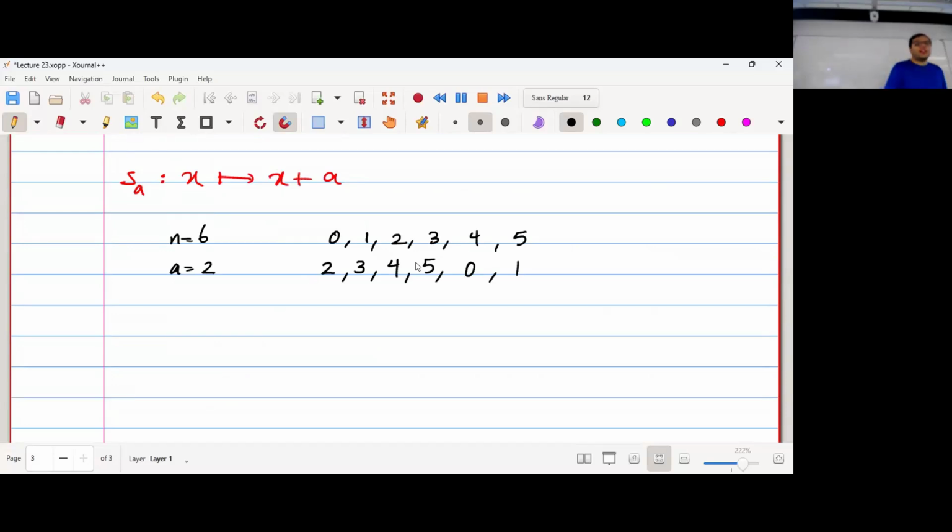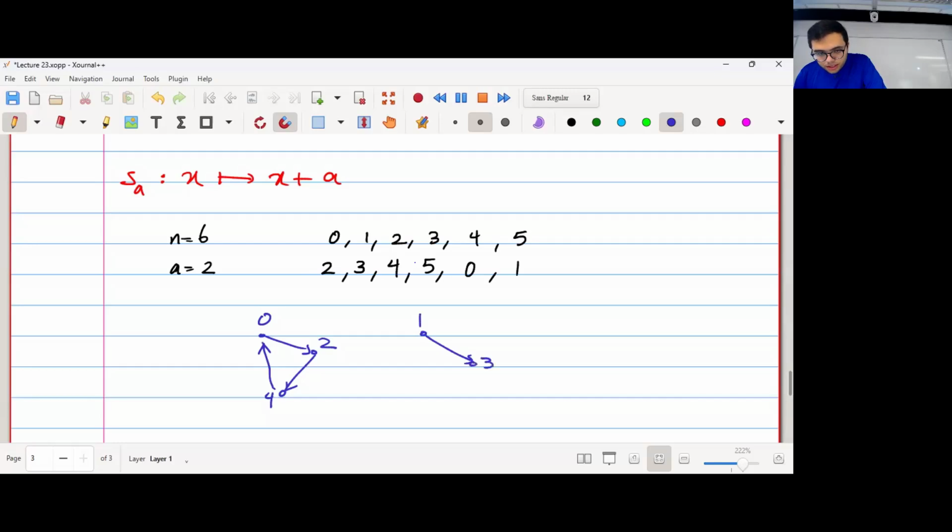We know that we can create a graph for every permutation, where I'm basically putting one vertex for each element, and I'm putting a directed edge from i to j if i is mapped to j. So let's create the graph of this permutation. So I have 0, and 0 is mapped to 2. And then 2 is mapped to 4, right? And 4 is mapped to 0. Then I have 1, which is mapped to 3, which is mapped to 5, which is mapped to 1.